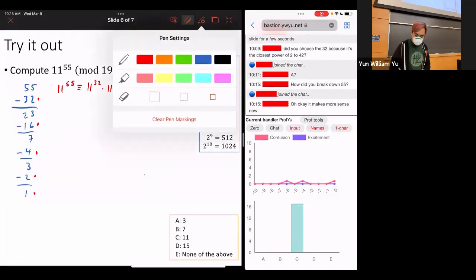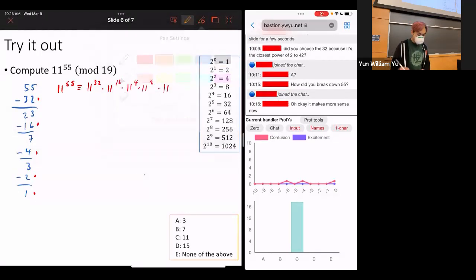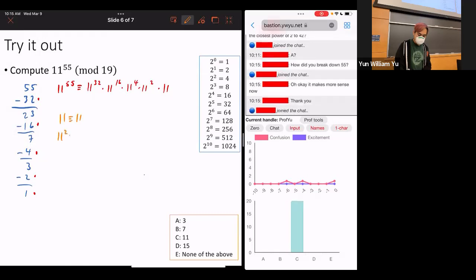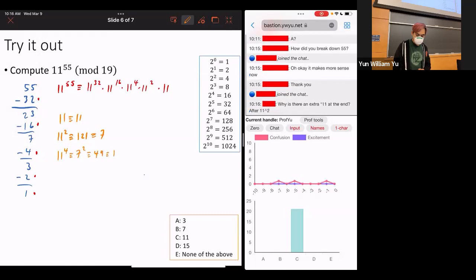Okay, so it looks like people got an answer for this one. So let's check it out. So 11 is congruent to 11, easy. 11 squared is congruent to 121, which happens to be congruent to 7. So you can do the division and then figure that out. Then 11 to the 4th would be congruent to 7 squared, which is congruent to 49, which is congruent to 11 again.